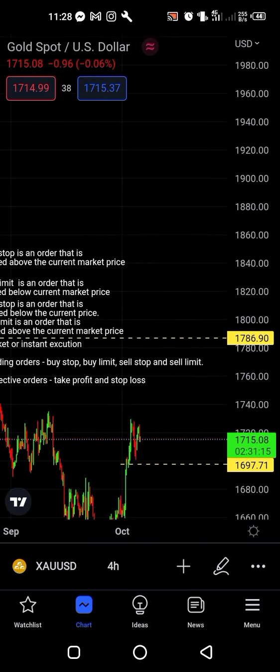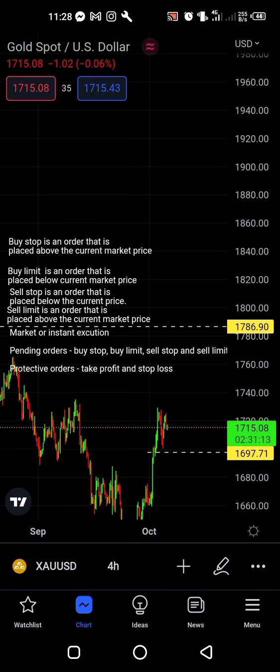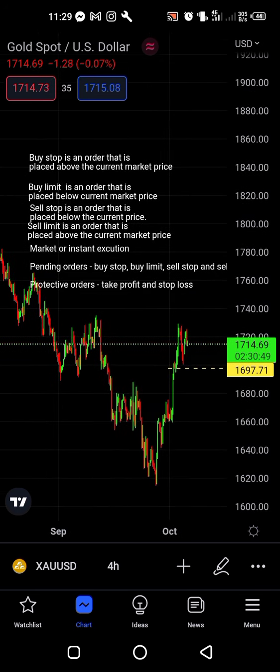So your take profit is ahead of your current price. Your take profit is a price above your entry when you're buying. If you're selling, it is the price below your entry. Your stop loss is a price below your entry if you're buying, and it's a price above your entry if you're selling, for protection. So we'll stop the class here today. We've talked about the pending orders, we talked about the protective orders.